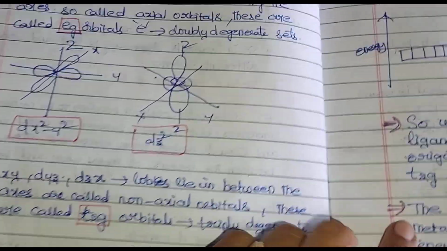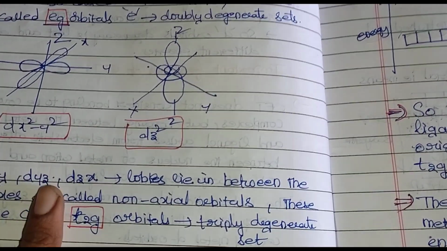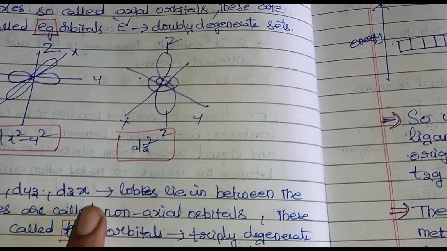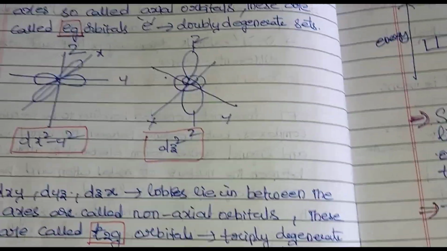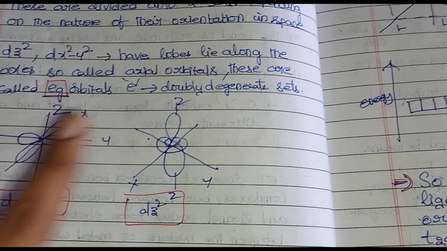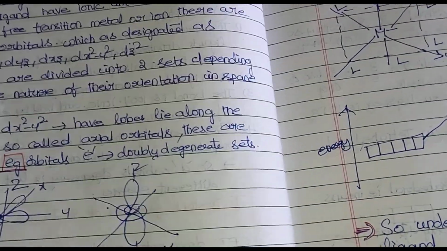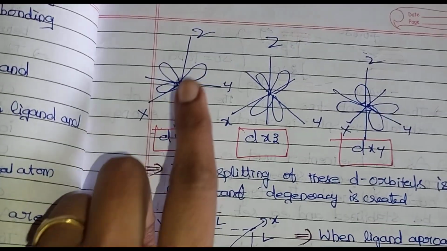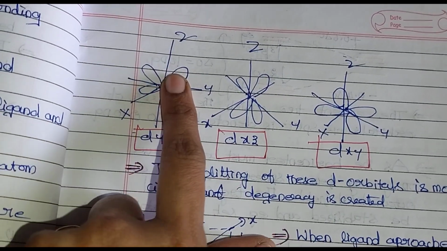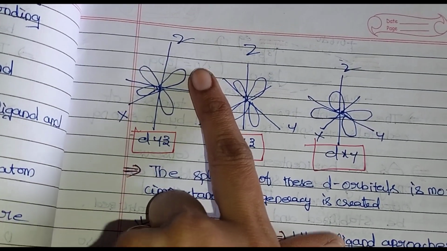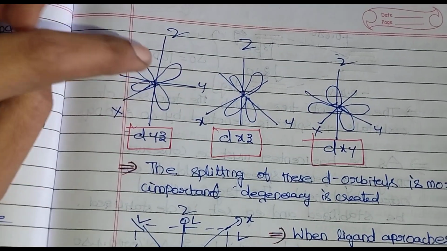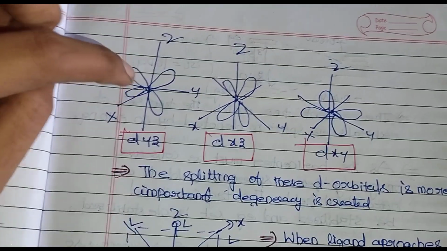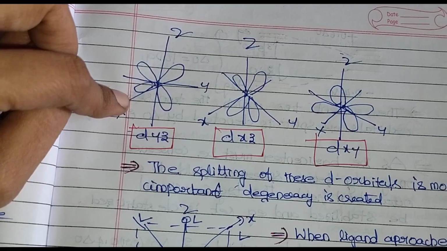And the other three, dxy, dyz, dzx, have lobes lying in between the axis. These two lie along the axis, whereas these three lie in between the axis. These lobes are present in between the axis, so they are called non-axial orbitals, and these are also called t2g orbitals.